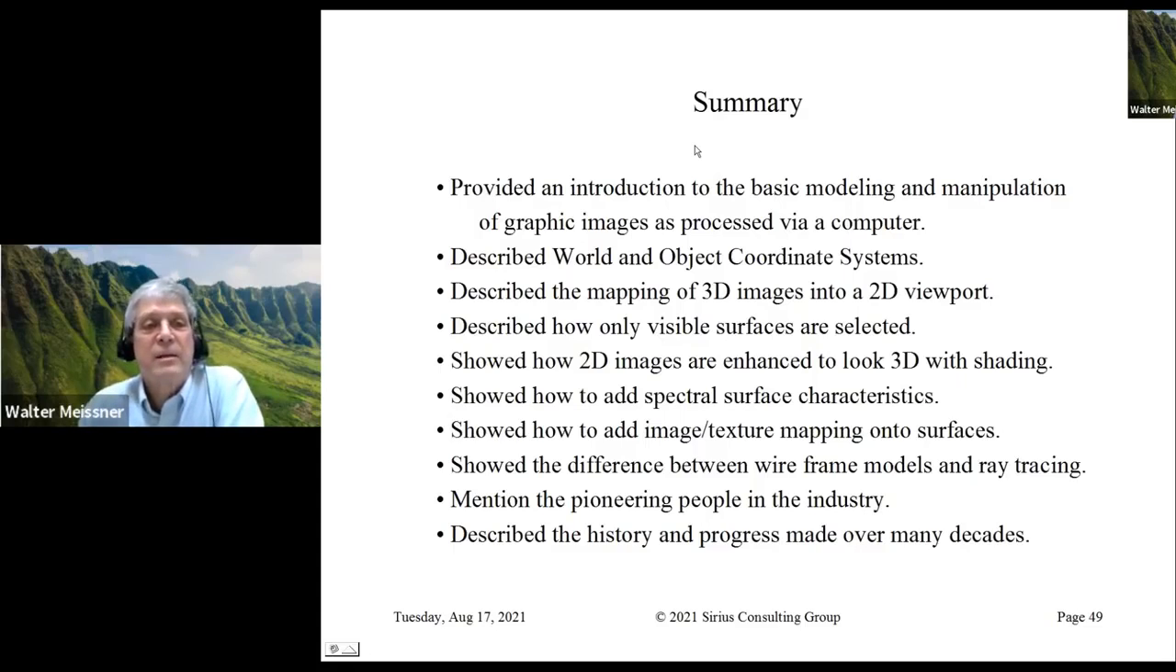Anyway, in summary, we had an introduction to the basic modeling and manipulation of graphic images as viewed and processed via computer. We described the world and object coordinate systems, described the mapping of 3D images to a 2D viewport, described how only visible surfaces are selected, showed how 2D images can be enhanced with 3D modeling and shading, and how to add spectral surface characteristics and image texture mapping onto surfaces. We showed the difference between wireframe models and ray tracing, mentioned the pioneering industry and people in industry, and described the history and progress made over many decades.